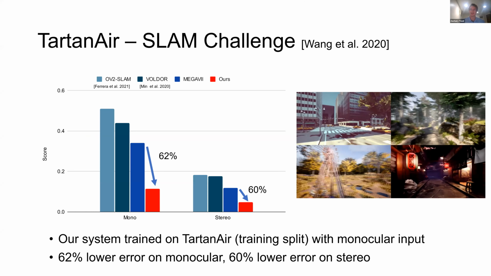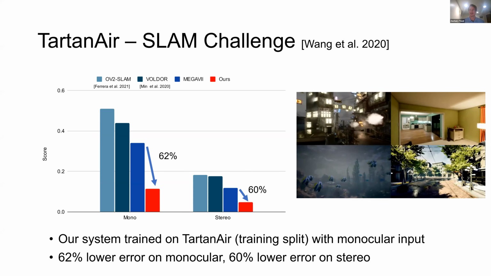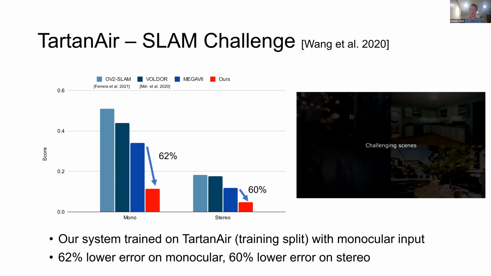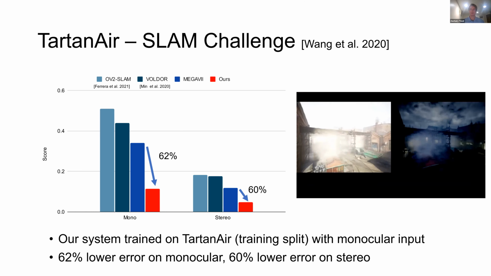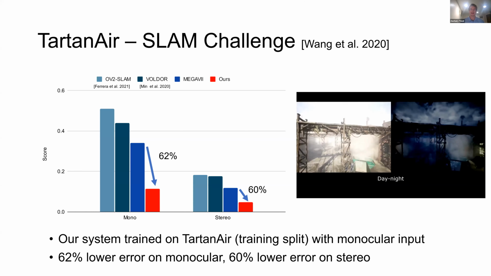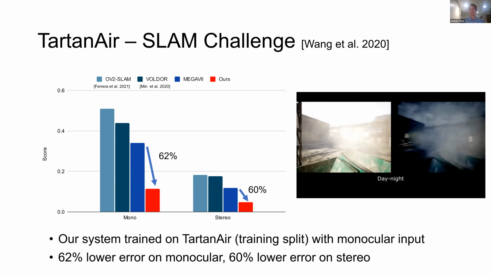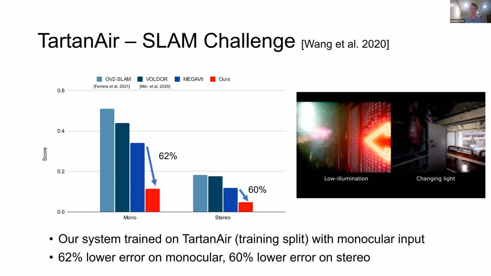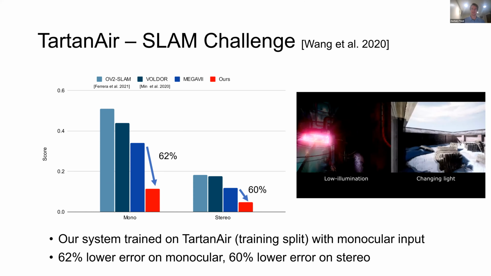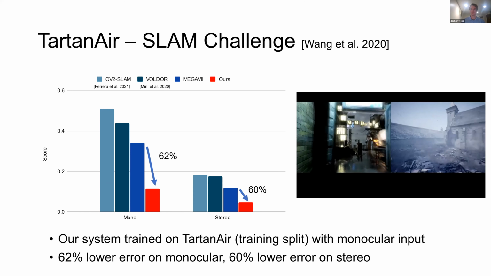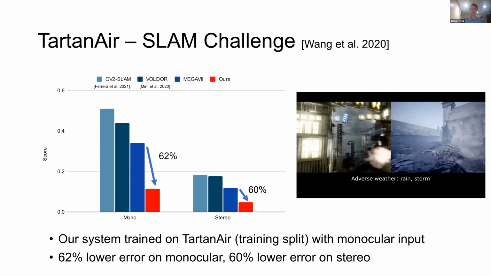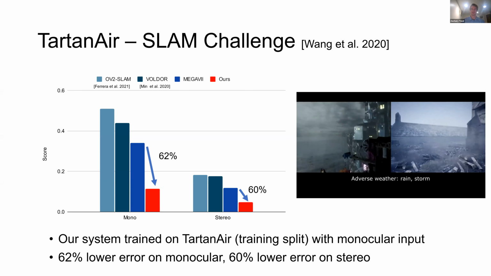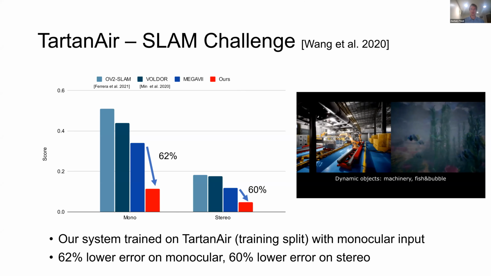So our network is trained entirely on the TartanAir synthetic dataset, and I'm showing some examples of what this dataset looks like to the right. And we benchmark our system on the ECCV TartanAir SLAM challenge. So I'm comparing to the top 3 submissions to the ECCV 2020 SLAM competition. And in this particular setting, we're seeing a 62% reduction in error on the monocular setting and a 60% reduction in the stereo setting.